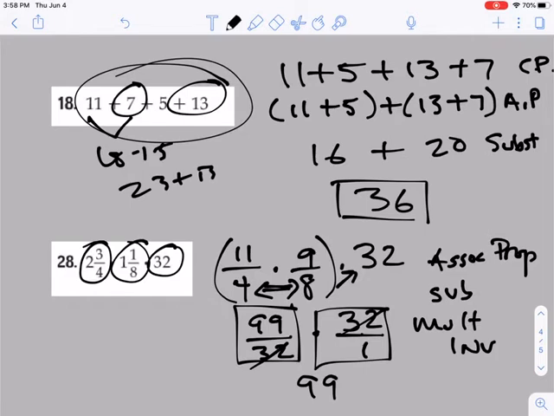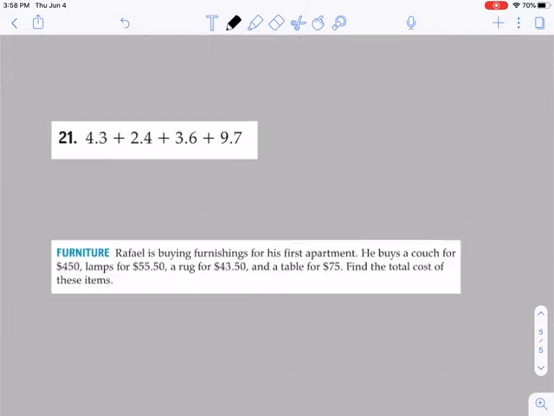Now, would you have been able to do that in your head? Probably not. But this is a lot easier than just taking all this, 99, 32, and then multiplying 99 times 32 and then dividing by that. That's silly. When you don't have to work that hard, you absolutely shouldn't. Okay, so let's look at one last example, or two last examples.